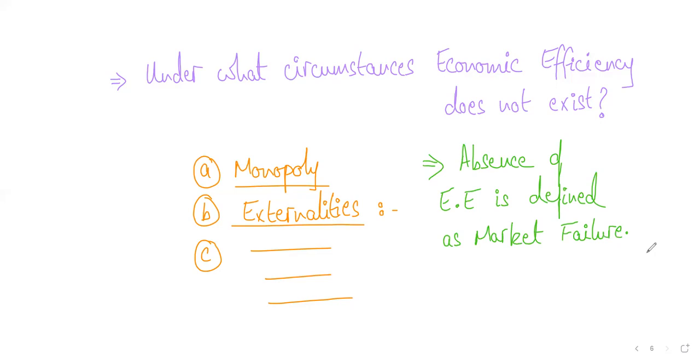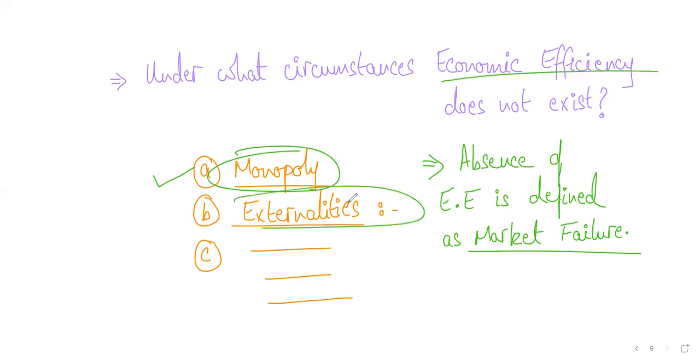We say that the market has failed. So if I say that monopoly is market failure, you will be able to understand from now onwards that this means that in monopoly, economic efficiency doesn't exist. Similarly, when I say that externalities is a case of market failure, you would know that in the case of externalities, efficiency doesn't exist, and so on and so forth.